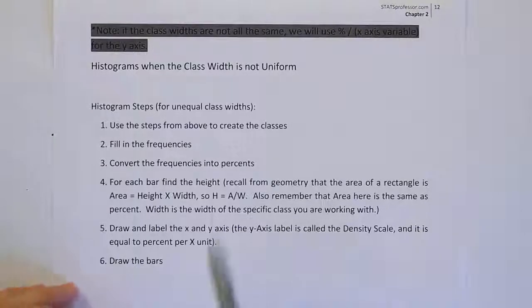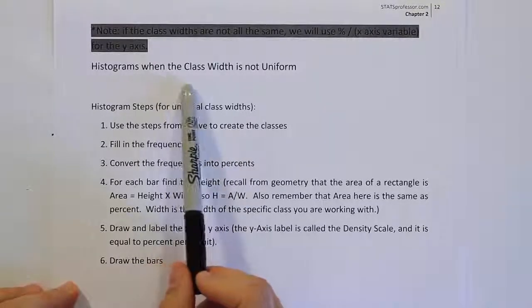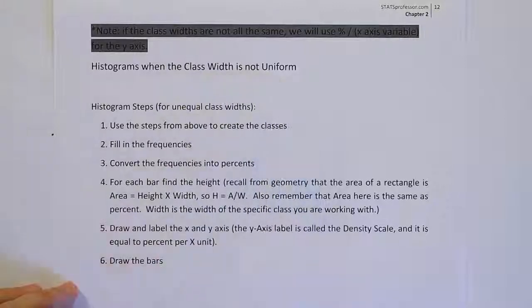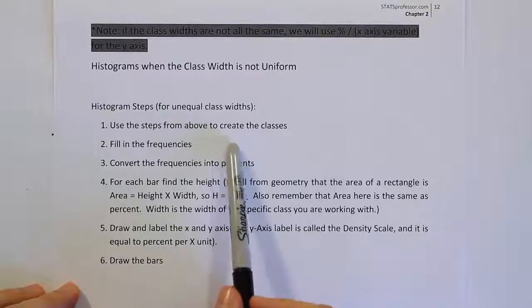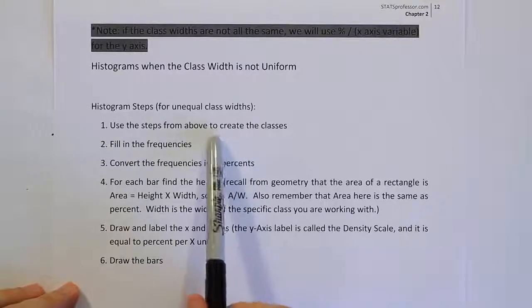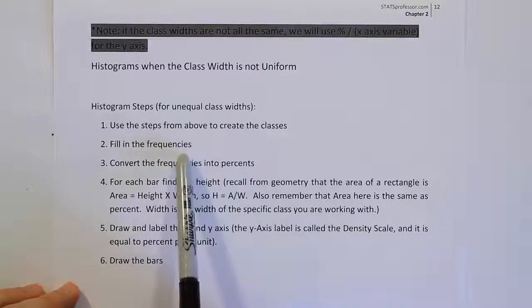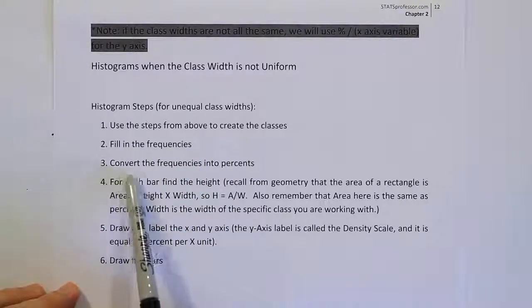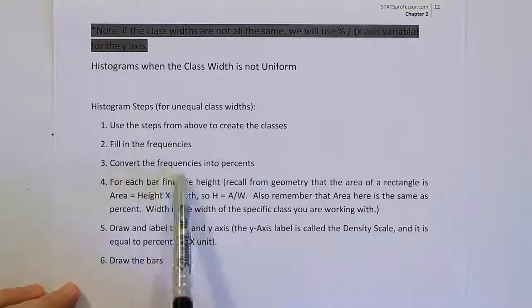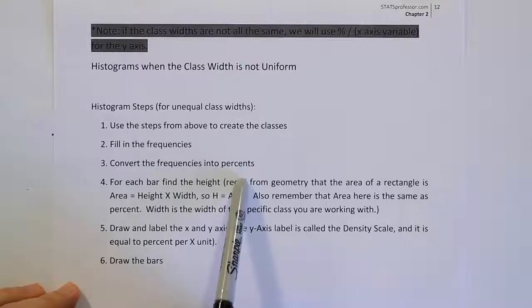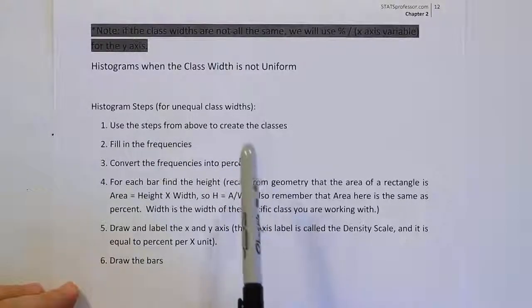Okay, so here are the steps we're going to use to create the histogram for this example where the class width is not uniform throughout the table. Steps 1 and 2 are already done for us in our problem. We already have the classes created and we already have the frequencies, filled into that table. We're going to do step 3 pretty easily. We're just going to convert the frequencies into percents. That's easily done and well understood.